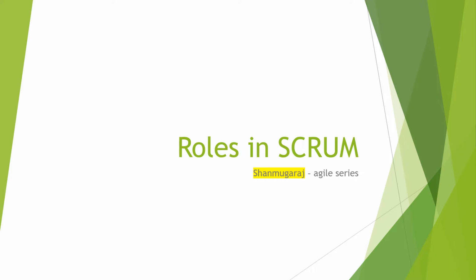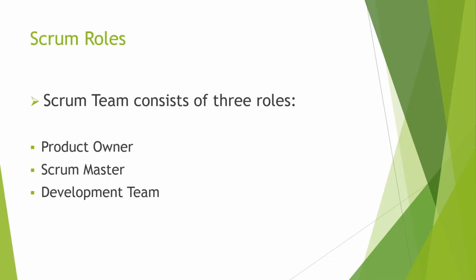Essentially, we're going to discuss roles in Scrum. So let's get the video started. There are essentially three roles a Scrum team consists of. The first is the product owner, who is the boss of the product and takes the decisions about the product. The second is the Scrum Master, who owns the process, facilitates, protects the team, and establishes Scrum. The third is the development team itself.